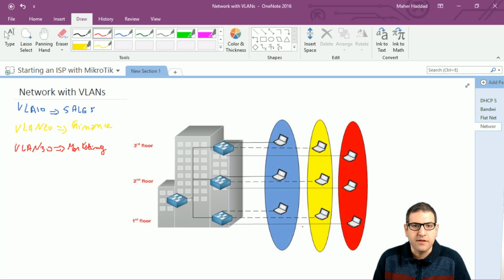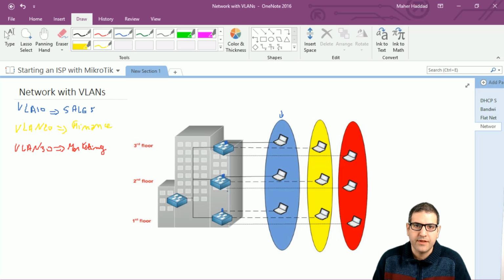And why do we do that? To separate the departments from each other. So I will create VLAN 10, and I will say that this is for sales, and I put the computers on the VLAN. Actually, it's not the computer that we put, it's the port which is connected to the computer. In our case, VLAN 10 is the blue one. So I will come to this switch and say this port, and this port, and this port, I would like to put them on VLAN 10.